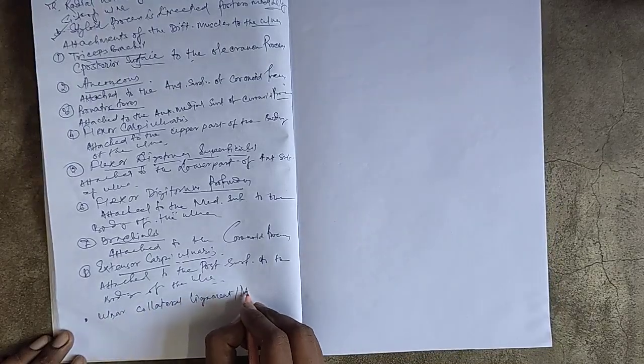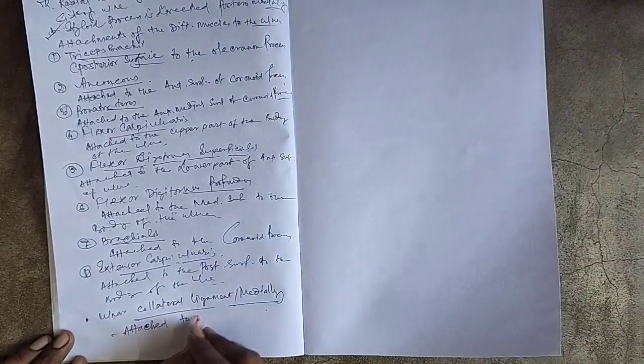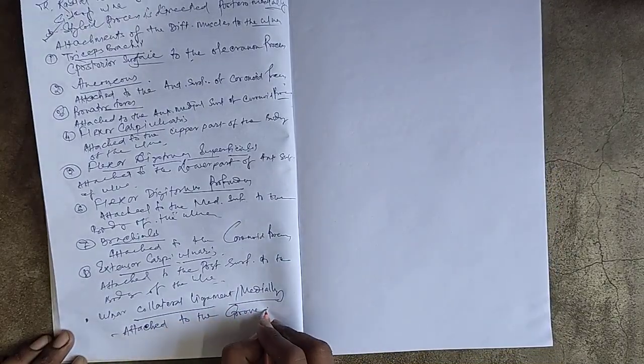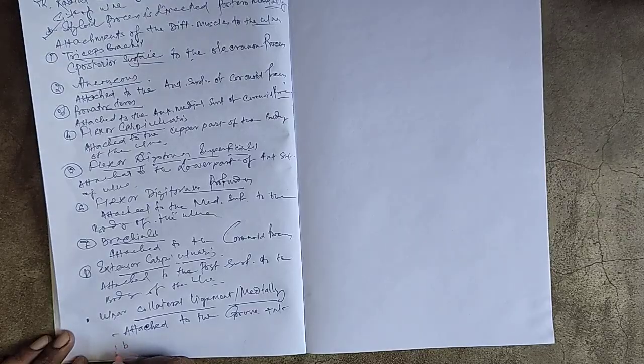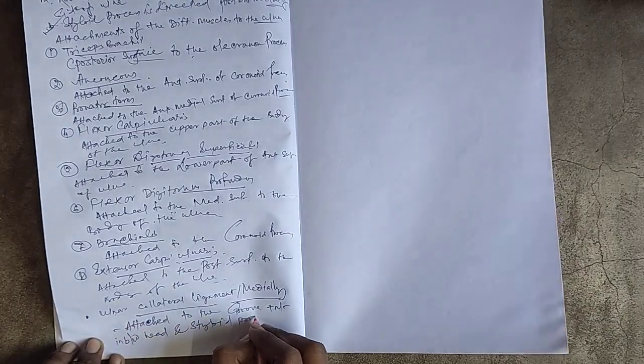Now, there is one ligament attachment also, that is the ulnar collateral ligament, which is situated medially, and it is attached to the groove present between the head and styloid process of the ulna.